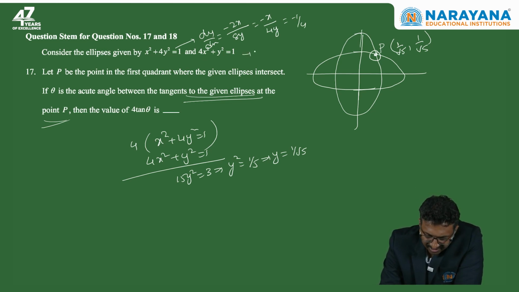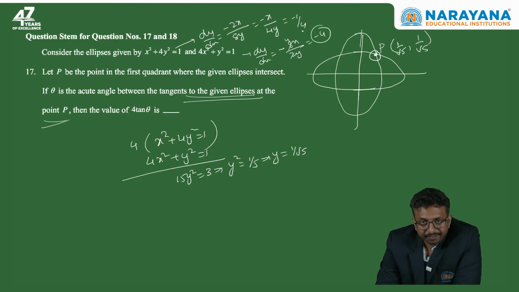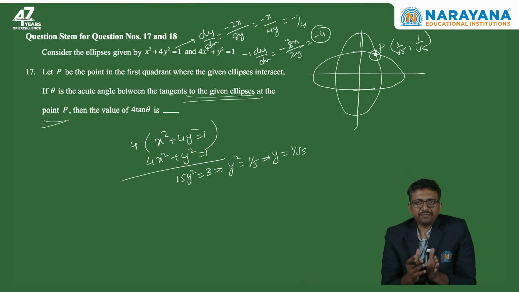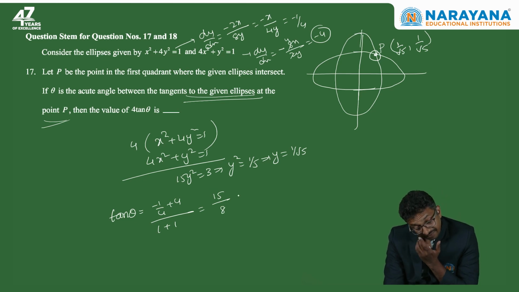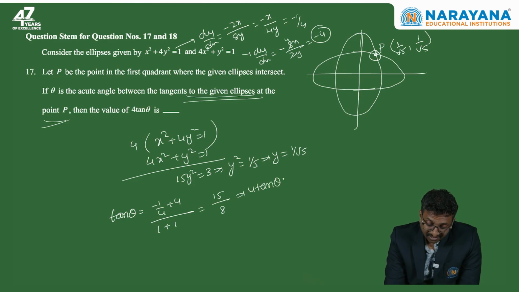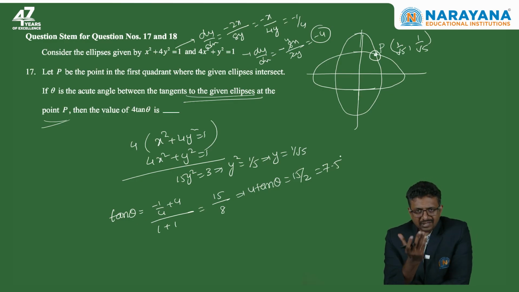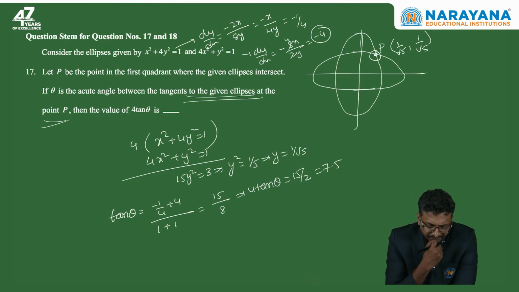And for this, dy by dx is equal to minus of 8x by 2y, which is equal to minus 4. So one slope is minus 1 by 4, other slope is minus 4. So tan theta is equal to (m2 minus m1) by (1 plus m1 m2). So minus 1 by 4 plus 4, that is 15 by 4, over 1 plus 1, 2, which gives 15 by 8. So tan theta is equal to 15 by 8. So 4 tan theta is equal to 15 by 2, which is equal to 7.5. So this is a very straightforward type of question.